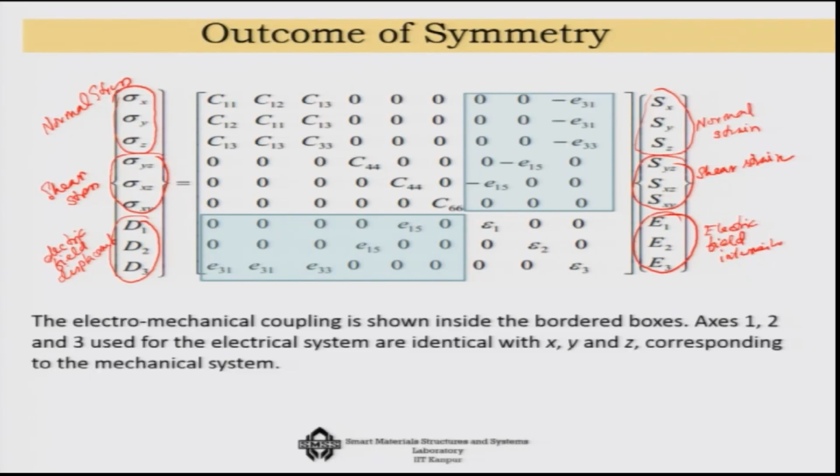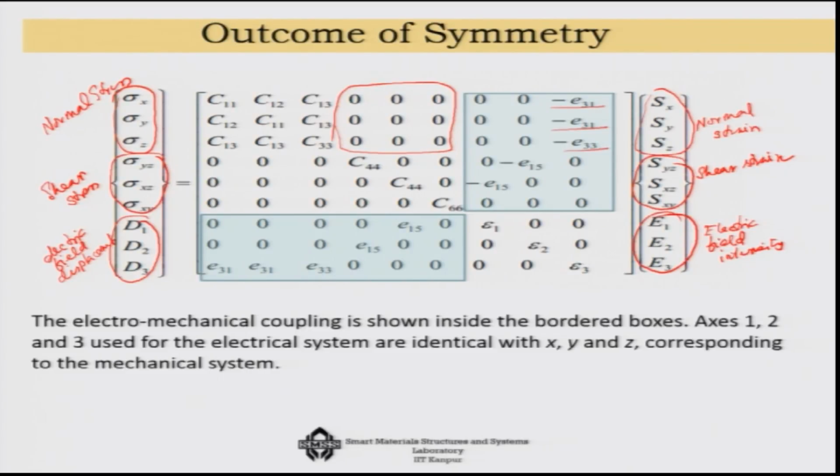So you are supposed to have a 9 by 9 matrix, but because of the symmetry conditions and other material conditions, a good part of it is actually full of zeros, so that will not give us coupling. If you look at it, all normal stresses are coupled with the piezoelectric effect only through E31, E32, and E32 is E31 itself. So only through those constants, that is how electric field intensity is coupled with the normal stress.